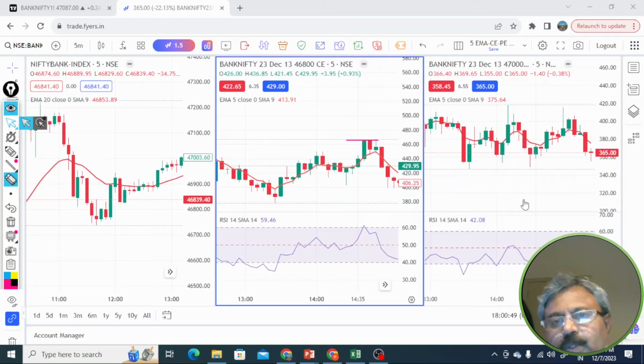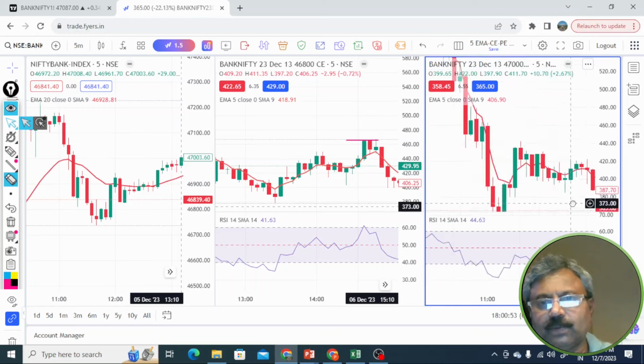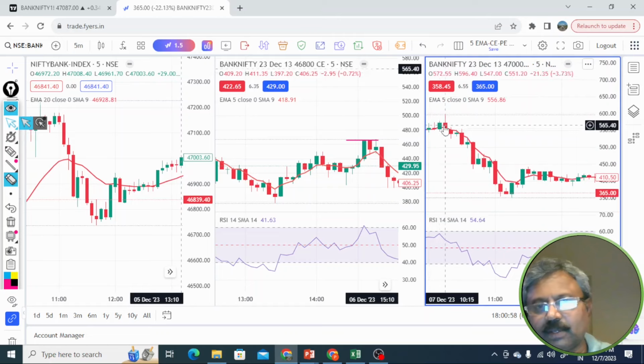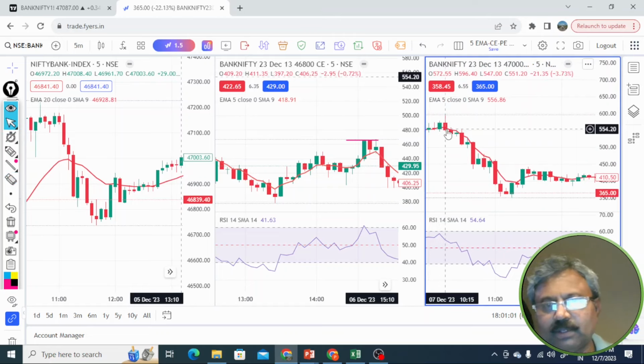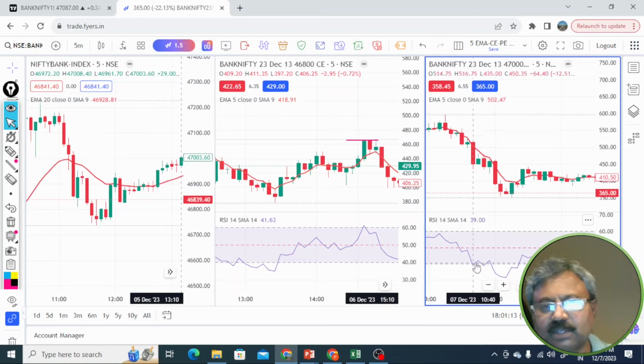Same way you can see it in the put option also. See, whenever you see a downfall from this top level, it was a 5 EMA. The candle was closing below the 5 EMA, something like this. And after some time, you see there was a divergence here. Even in the RSI there was a divergence. It's been oversold here, the oscillator, and it started giving us a reversal direction here.